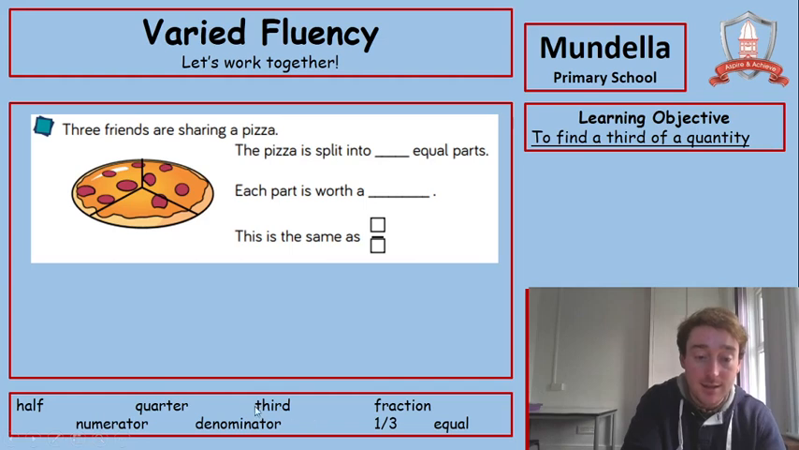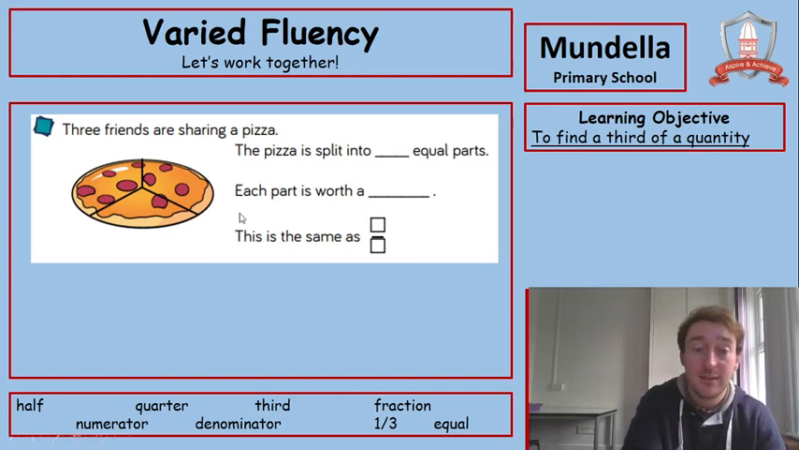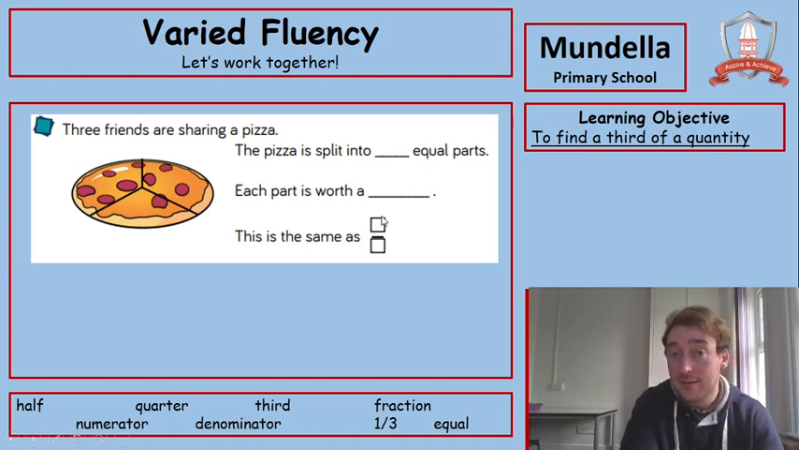Yes, a third. So if you split things equally into 3, it's a third. Each part is worth a third. This is the same as 1, it's our numerator because that's one part of it, over 3, because 3 makes up the total parts and is our denominator. So 1 over 3 is the same as a third, okay? We know that 1 over 2 is a half, 1 over 4 is a quarter, and 1 over 3 is a third. Let's see how we can use that today. And yes, we are correct.